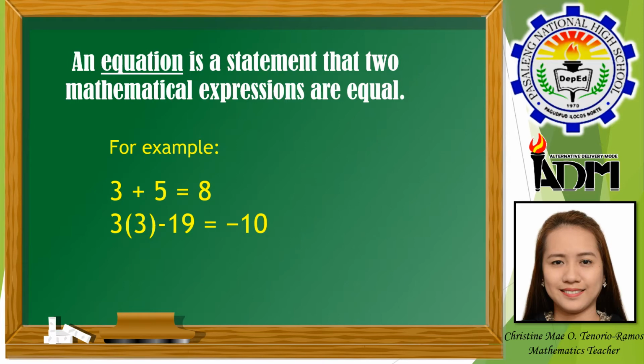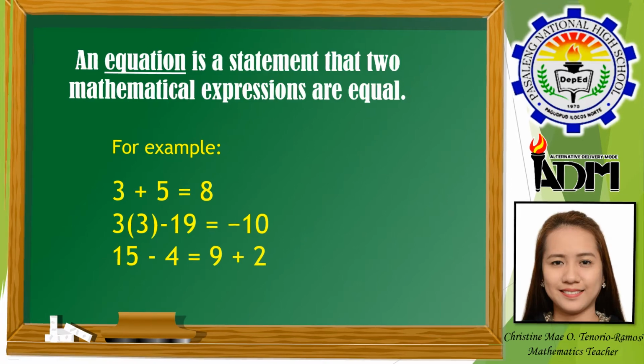3 times 3 minus 19 is equal to negative 10. And 15 minus 4 equals 9 plus 2. So we all know that 15 minus 4 is equal to 11. And then 9 plus 2 is equal to 11. Therefore, both sides of the equations are equal.